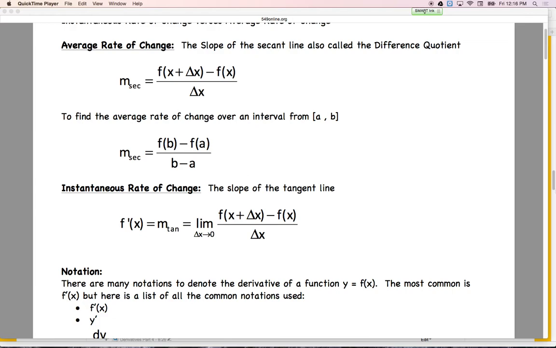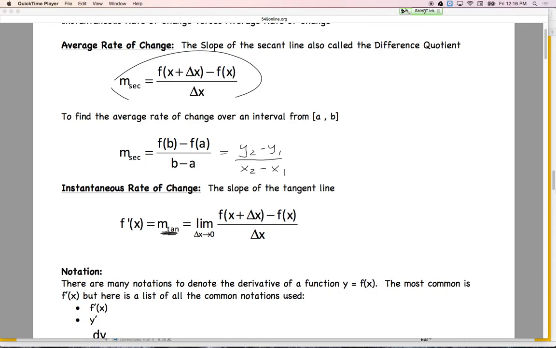So we have the average rate of change. We got this new formula here, and then we have our old 9th grade formula, which again, I would write beside this, that I hopefully already did: y2 minus y1 over x2 minus x1. And now we went through the instantaneous rate of change, which is the slope of the tangent, which is the limit as delta x approaches 0 of f of x plus delta x minus f of x over delta x.